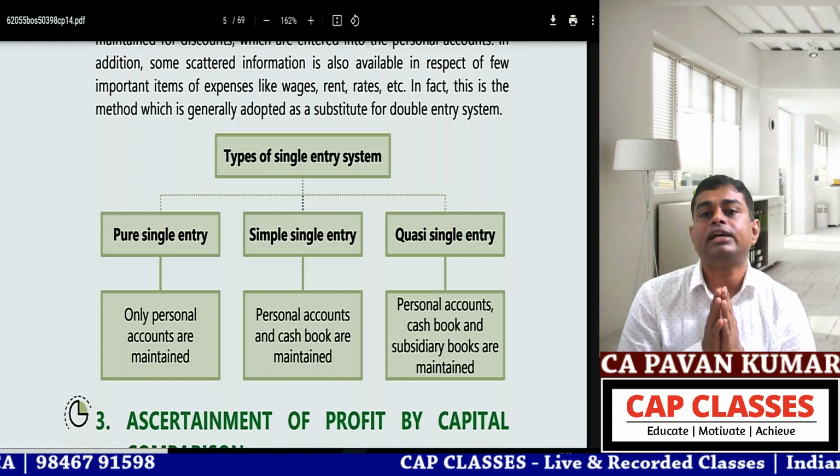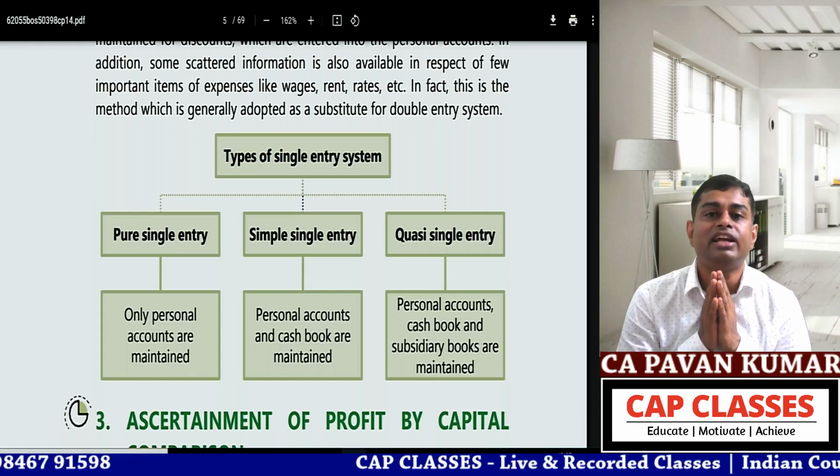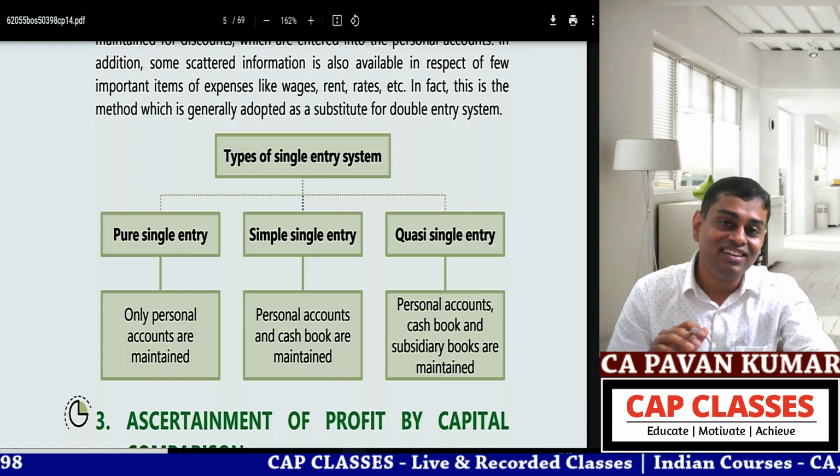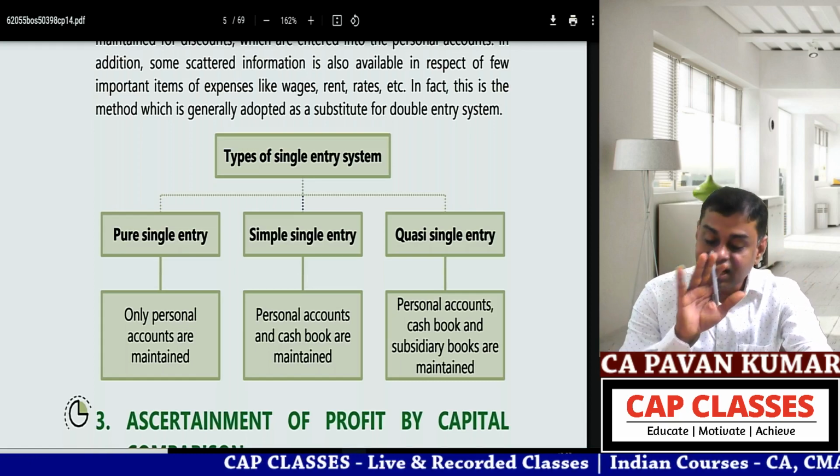For us, what do we want? Sir, a 10 marks question came, sir. 9 marks if I get, that is enough, sir. Don't worry, you will get 10 out of 10 also. If a 10 marks question is given, you will get 10 out of 10.